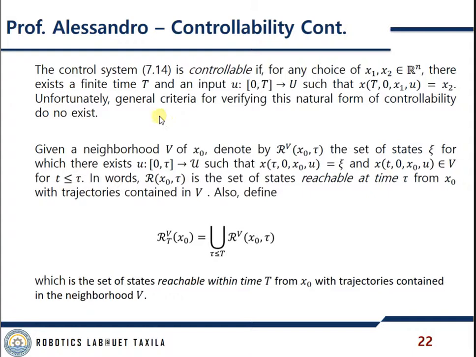So what we do is we define a neighborhood. Given a neighborhood v of x naught, let me denote it by R raised to the power v. It's going to be the neighborhood of x0 comma tau, the set of states psi for which there exists u, defined from 0 to tau, which maps to u, such that x of tau, comma 0, comma x naught, comma u equals psi.